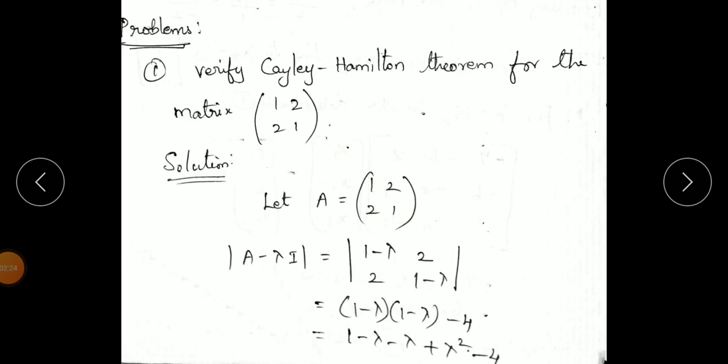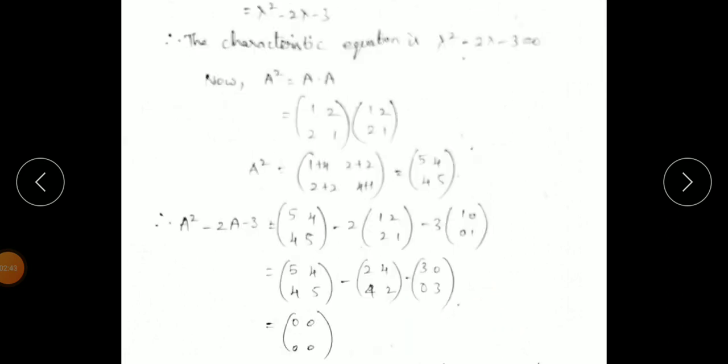Now just multiply lambda with the I matrix and then write. So the determinant of 1 minus lambda, 2, 2, 1 minus lambda. Now we know how to find the determinant value. So multiply 1 minus lambda into 1 minus lambda, minus 4. After simplifying this, we get the characteristic equation: lambda squared minus 2 lambda minus 3 equal to 0. This is the characteristic equation.